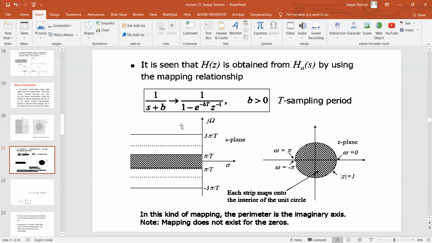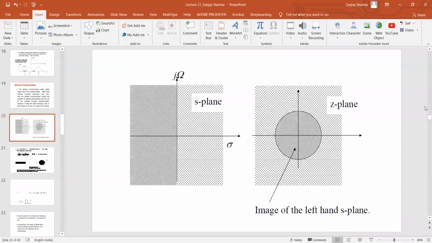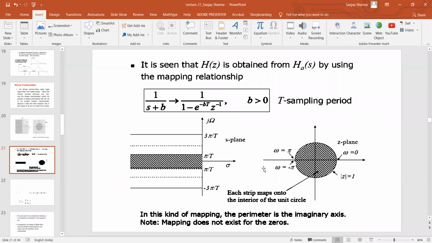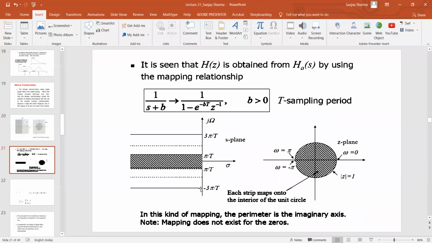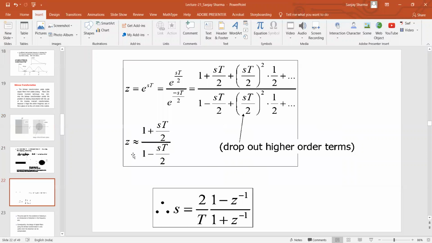So this was the explanation for the impulse invariant method, where each strip maps into the interior of the unit circle. But in the bilinear transformation, that's the difference. These two slides explain the difference between the mappings: this is the bilinear transformation, and this is the impulse invariant method. Now, let us look at what the bilinear transformation mapping is.